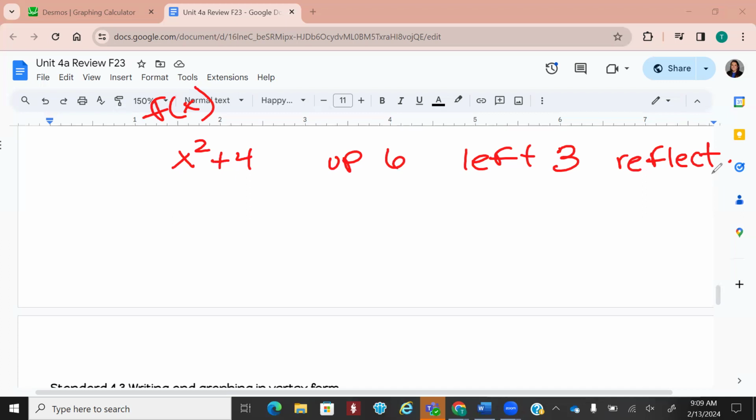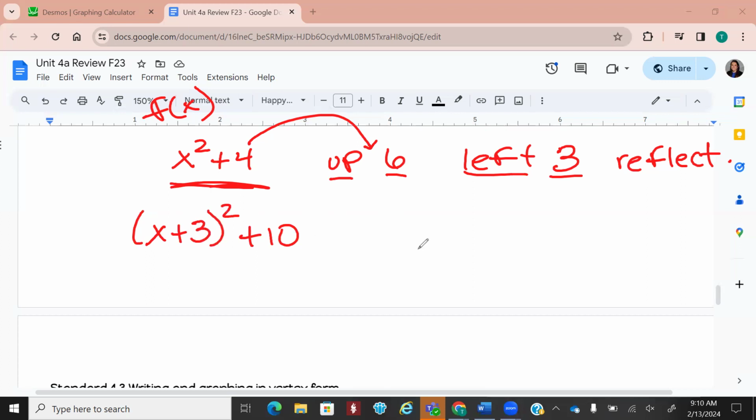Okay, so instead of starting from y equals x squared, which is our parent function, we're starting from this one. If we go up 6, we're going to say 4 plus 6. What is that going to give me? 10. So plus 10 is going to be on the outside. If we go left 3, that means that we're going to go x plus 3 squared. And if we reflect, we're going to make that negative.